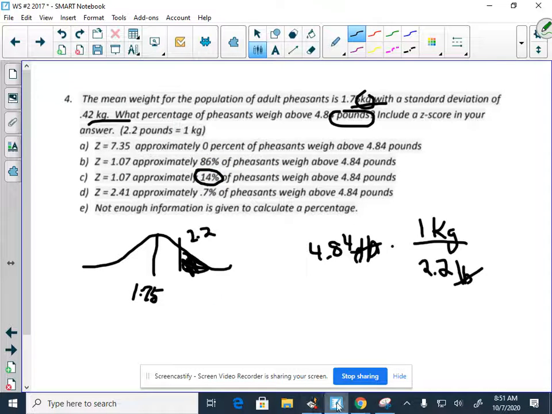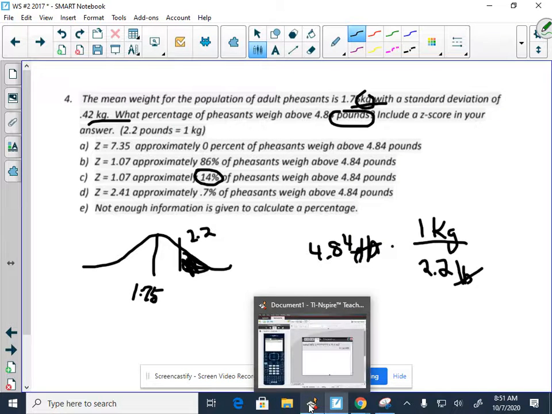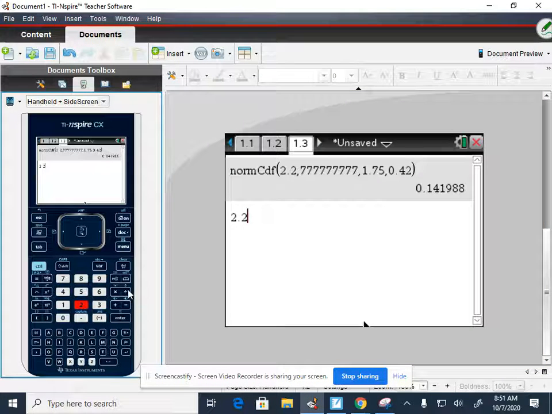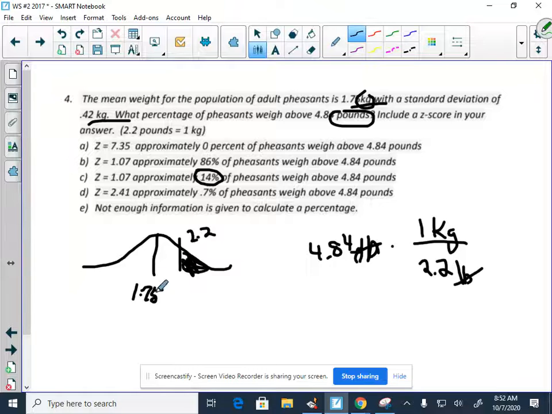Now, if you do the z-score, I guess you kind of do need the z-score. I forgot. I think right now the answer is C, because 14% was above. And what's that z-score? That z-score would be 2.2 subtract 1.75, and divide by 0.42. And I get 1.07. So if you had calculated the z-score first, you probably could have answered it. I know there's 2 answers with 1.7, but that area can't be 86%, so you could play the process of elimination. So the answer is definitely C. Okay.